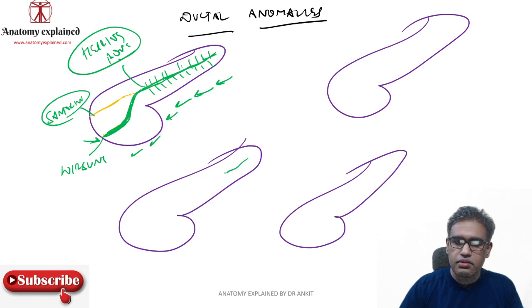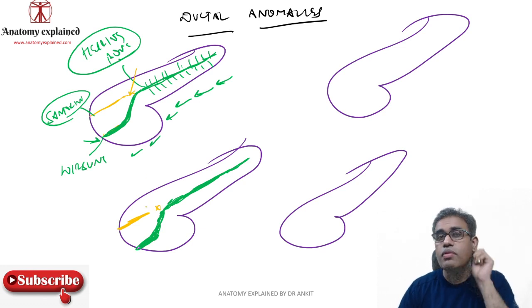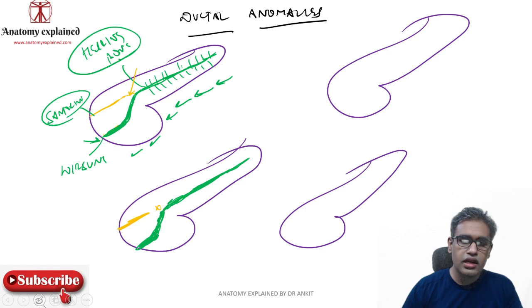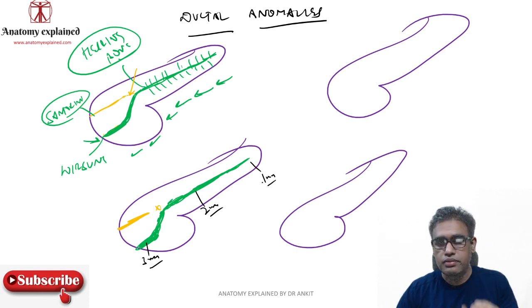Second, over here is the same thing, and the duct also increases in size as you go more towards the head. The second normal thing over here is that you have the ducts of Wirsung and Santorini, but there is no communication with each other. Here you can see the small communication, here there is no communication. Again, this is a normal scenario. The lumen of the duct of Wirsung is around 3 millimeters around the head, around 2 millimeters around the body, and around 1 millimeter around the tail. The diameter of the lumen slowly increases.